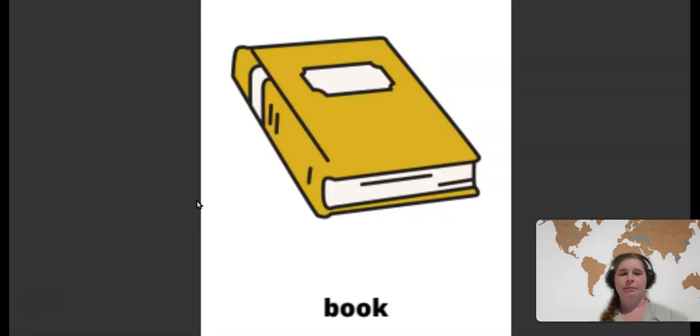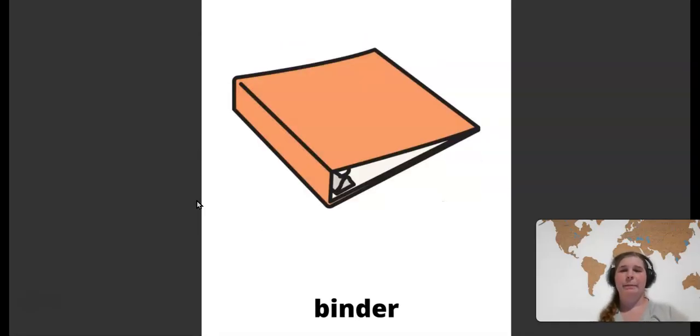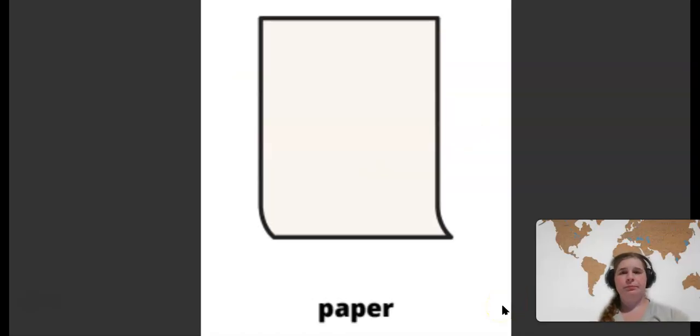Binder. Make a sentence with binder. I put my homework in the binder. Make a sentence with paper. Write your name on your paper.